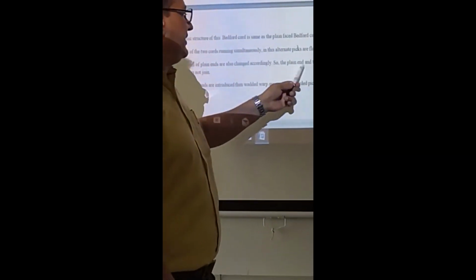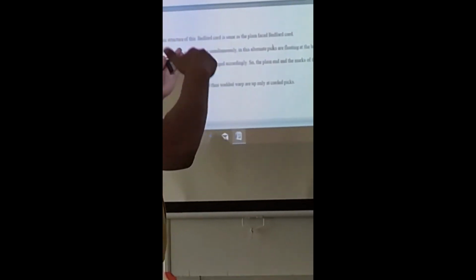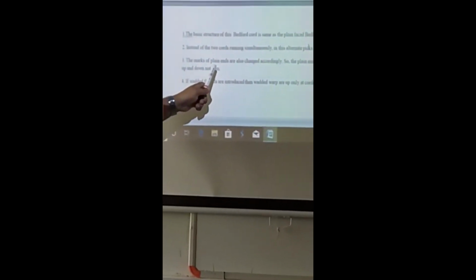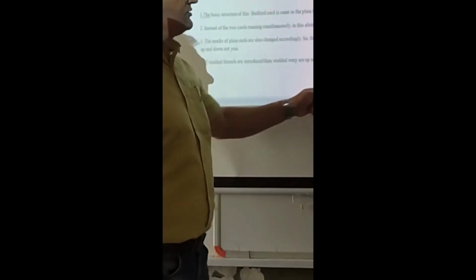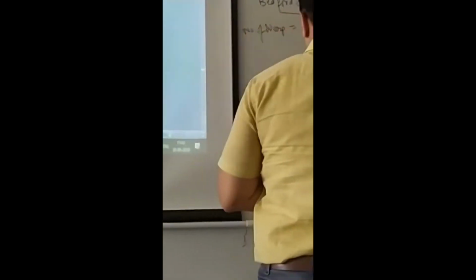In case of plain phase Whiteford chord, what we are doing, instead of making this, we are making it in alternate ticks and floating. ठीक है, the mark of plain we have also changed accordingly. So the plain ends, the first and last ends, and the mark of the chord end, up and down, do not join. Right here, do not. If we introduce webbed threads, we are not introducing this. If we were introducing webbed, it would be more difficult. So first we are making, let us fill the chord.